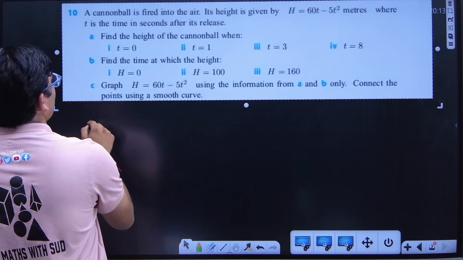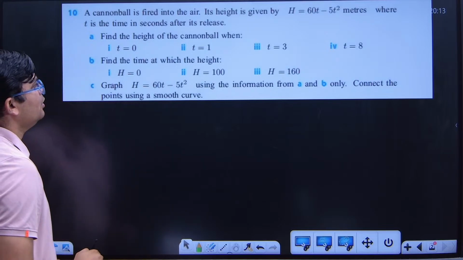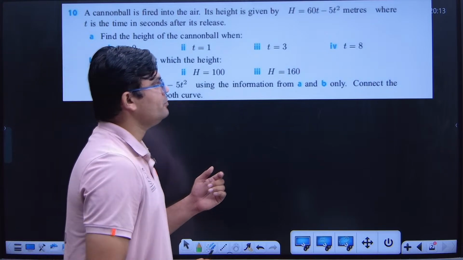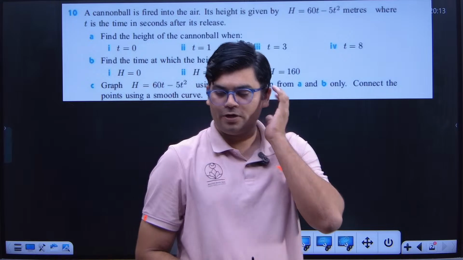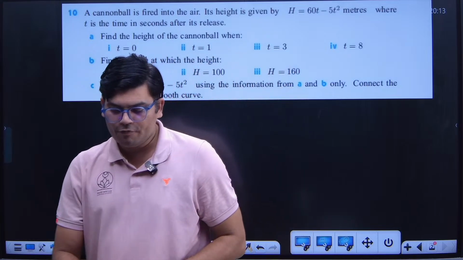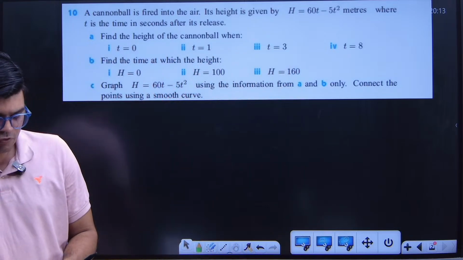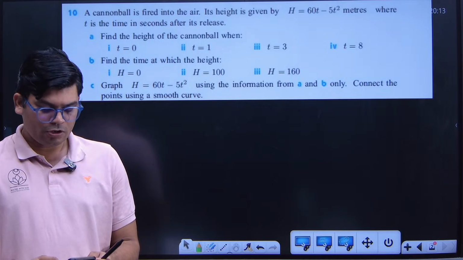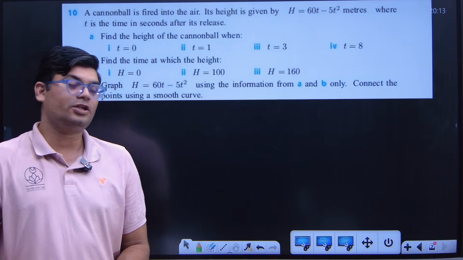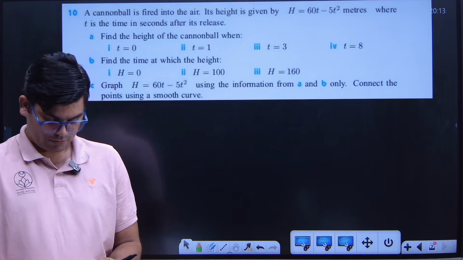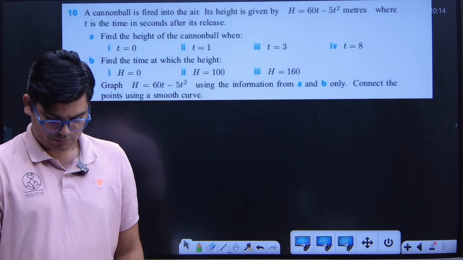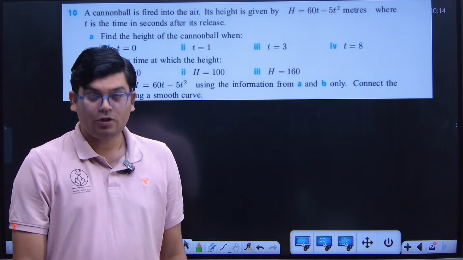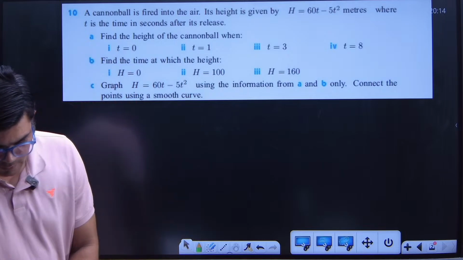A cannonball is fired into the air. Its height is given by h = 60t - 5t². Okay, so you know the formula for distance, Newton's third equation of motion. Sorry, not the third law, Newton's equations of motion. All three equations of motion. Do you know that?